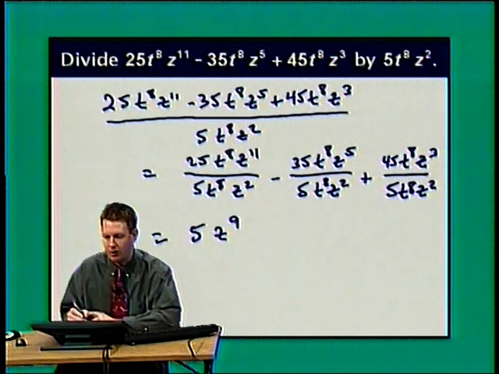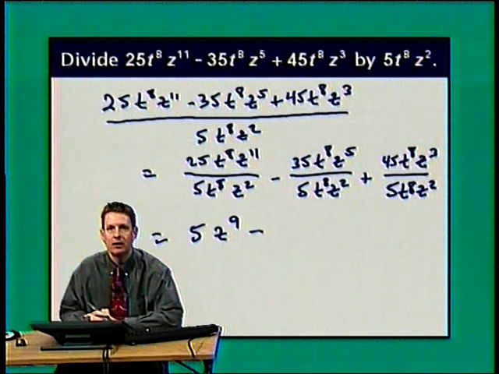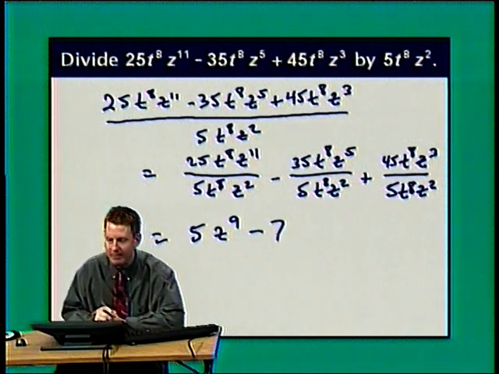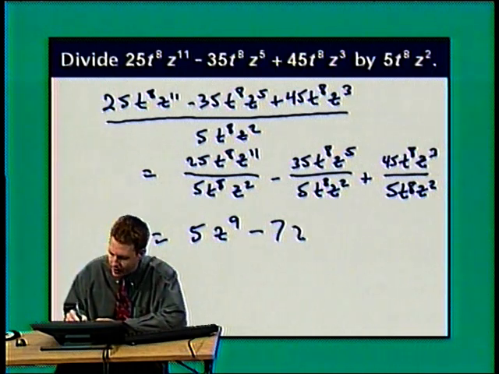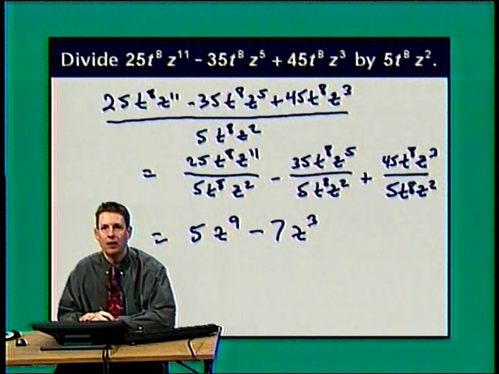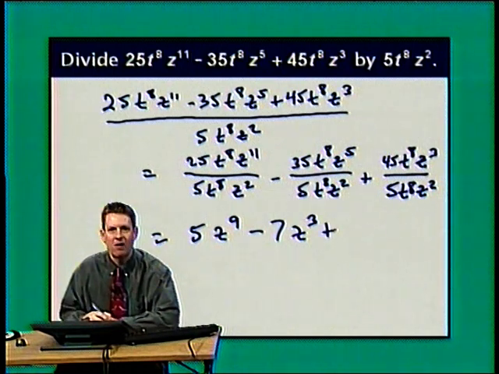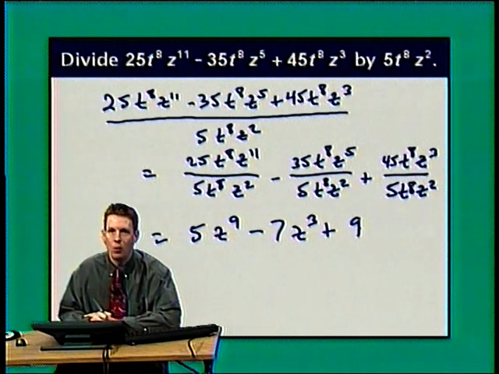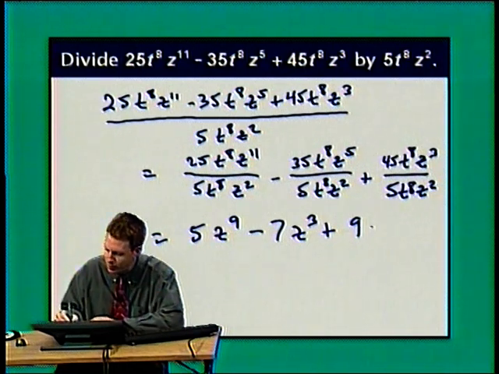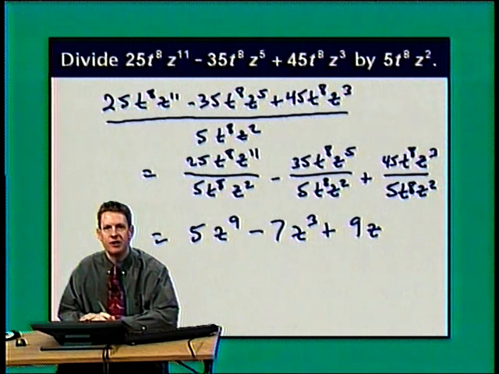How about my middle term? Well, it's negative. 35 over 5 is 7. t to the 8th over t to the 8th, that's just 1. And z to the 5th over z squared, that's z cubed, plus 45 over 5 is 9. The t to the 8ths, once again, divide to 1. And we have z cubed over z squared, which is just z.